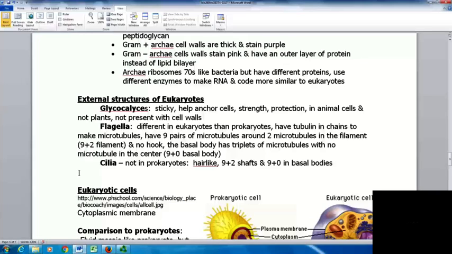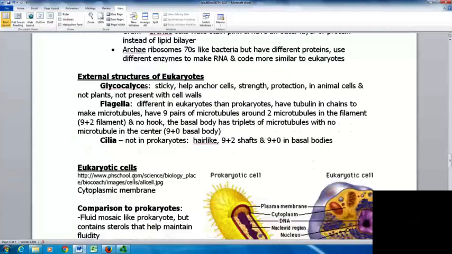Flagella are different in the eukaryotes than the prokaryotes. They're going to be made of tubulin protein in chains to make microtubules. You have 9 pairs of microtubules around 2 microtubules in the filament, so we refer to it as a 9+2 filament. There's no hook, and the basal body has triplets of microtubules with no microtubule in the center, so we refer to it as a 9+0 basal body.